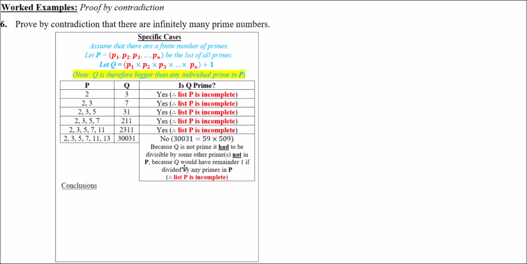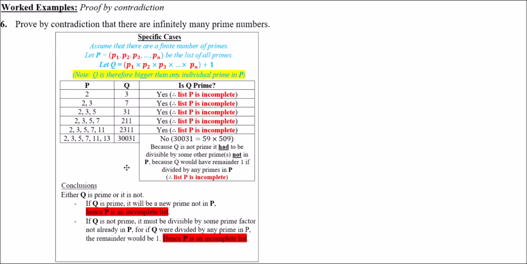So what we're saying here in the conclusions is the following. So either Q is prime or it's not. If Q is prime, it'll be a new prime not in P, because Q will have to be bigger than all of P. Therefore, P had to be an incomplete list.